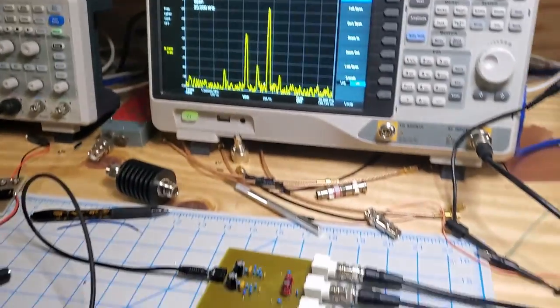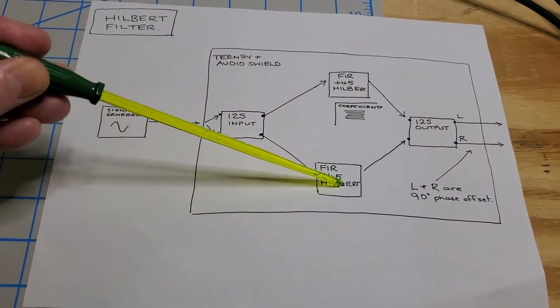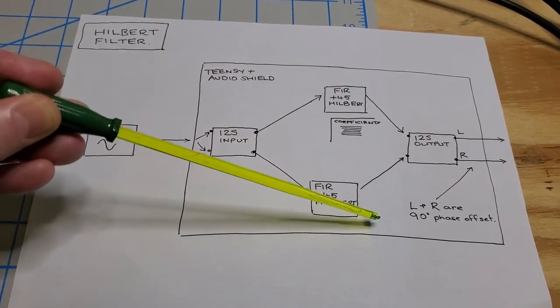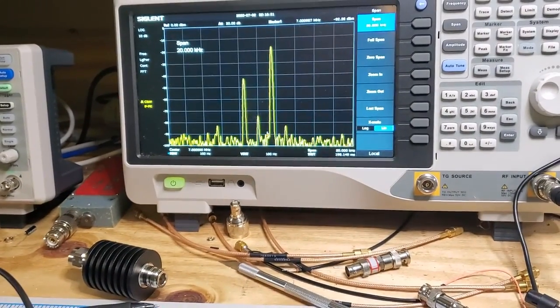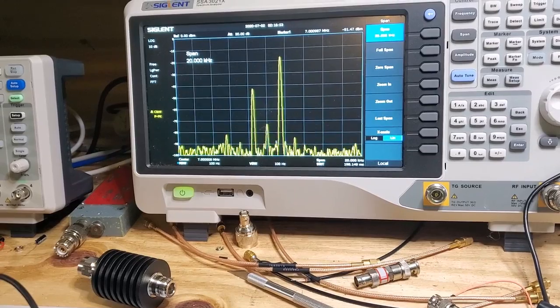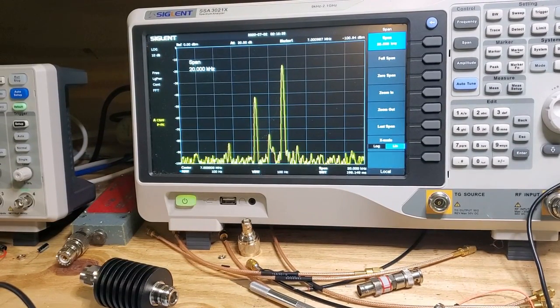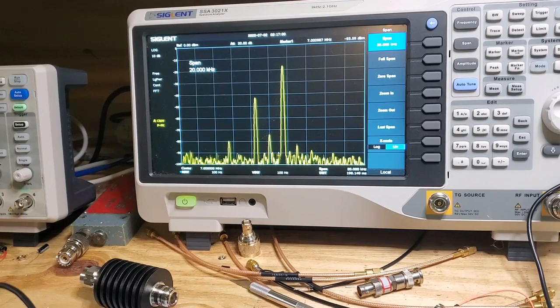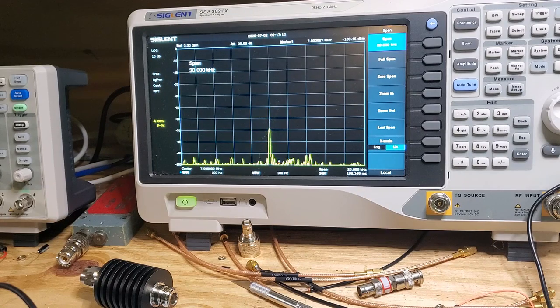So just to explain what I'm going to do, I'm going to basically swap the minus 45 and the plus 45 Hilbert filters around in software, and what we should see on the spectrum analyzer is it should start suppressing the upper sideband signal. So bear with me, I'm doing this all in real time, so you'll see it happening as I see it. Let me upload that to the Teensy.